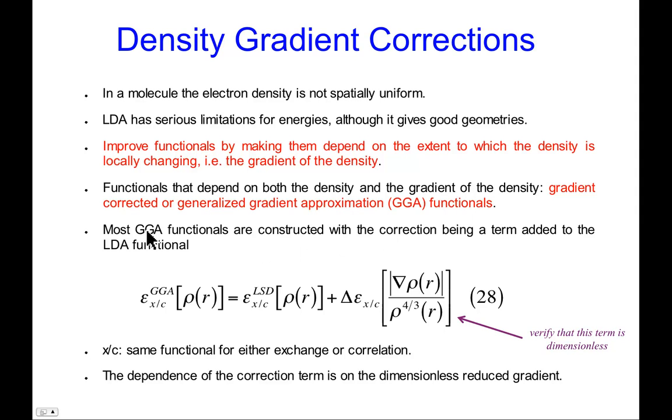Most, not all, but most GGA functionals are constructed where the correction is a term that's added to the LDA functional. So the GGA exchange or correlation energy density is equal to the LSDA piece plus an additional piece associated with the gradient. You should verify for yourself, by the way, that this term is dimensionless. There's one of those funny 4/3 power things again, and it looks very intimidating, but it's a pretty straightforward matter to show that the way this is written gives you a dimensionless value. So X or C just indicates whether it's exchange or correlation, and the dependence is on this dimensionless reduced gradient.